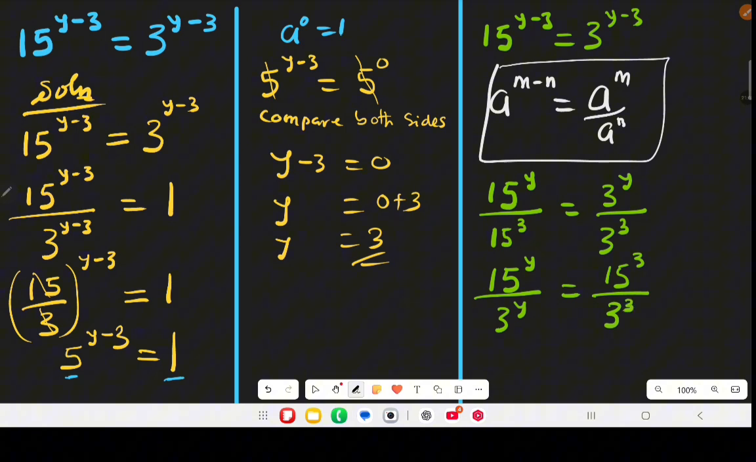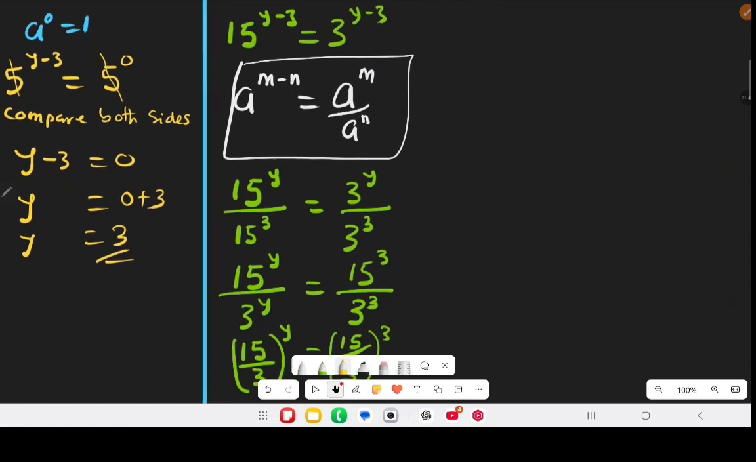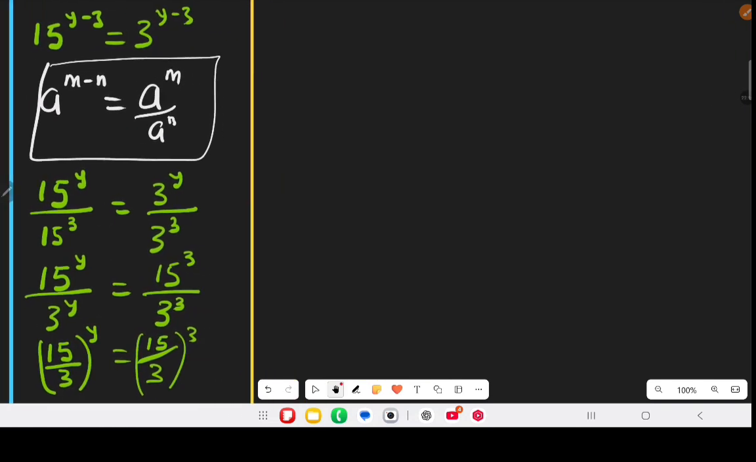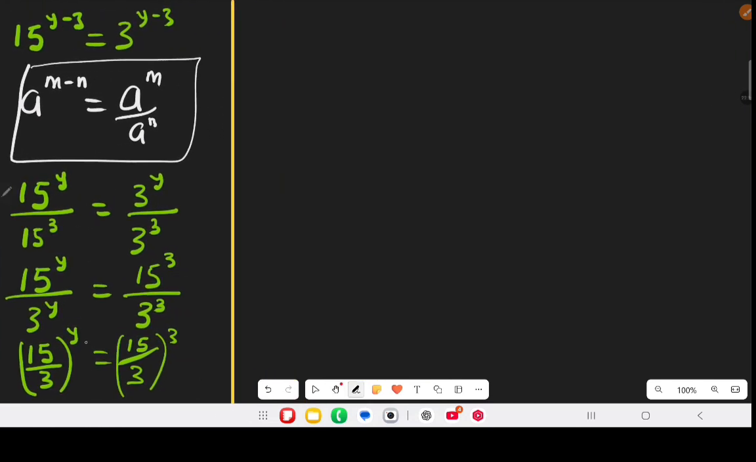In law of indices, we can express this to be 15 all over 3 raised to the power of y equals to 15 all over 3 all raised to the power of 3. Then when we compare both sides, the bracket, we cancel brackets, left with y equals to 3 as the answer.